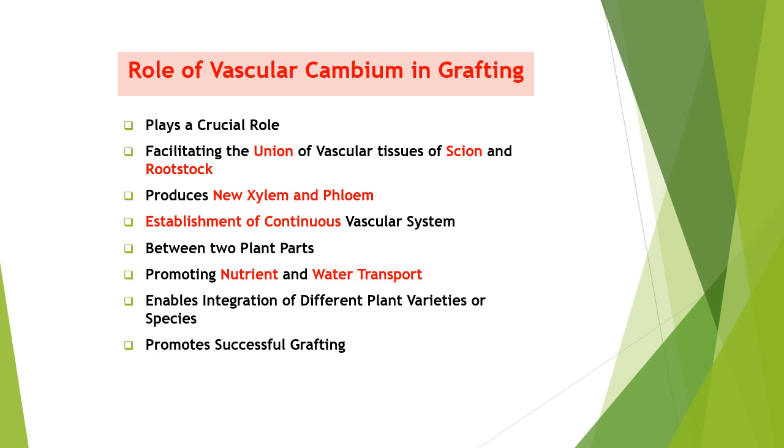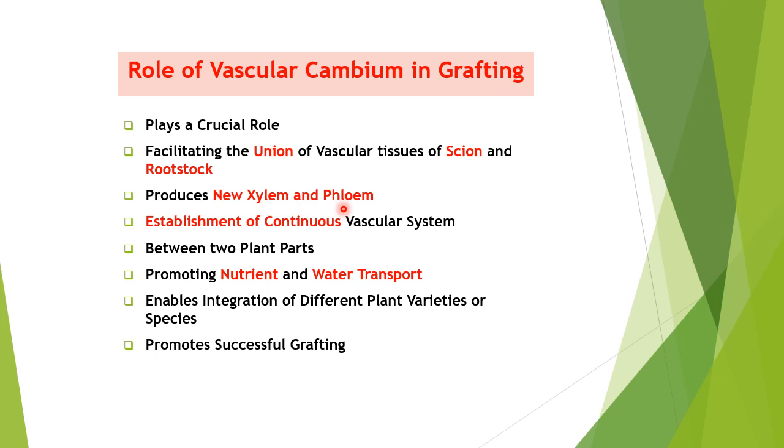What is the role of the vascular cambium? As I said, vascular cambium is basically a meristematic tissue, which is responsible for regeneration, or the formation of new tissues. It plays a crucial role. It facilitates the union of the vascular tissue of the scion and rootstock. You know, there is cambium, and xylem and phloem are basically formed from the cambium, which produces the xylem and the phloem.